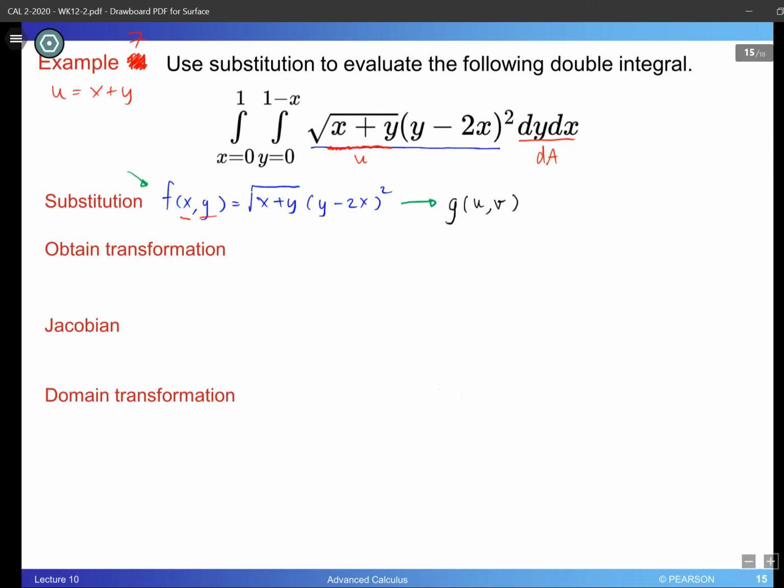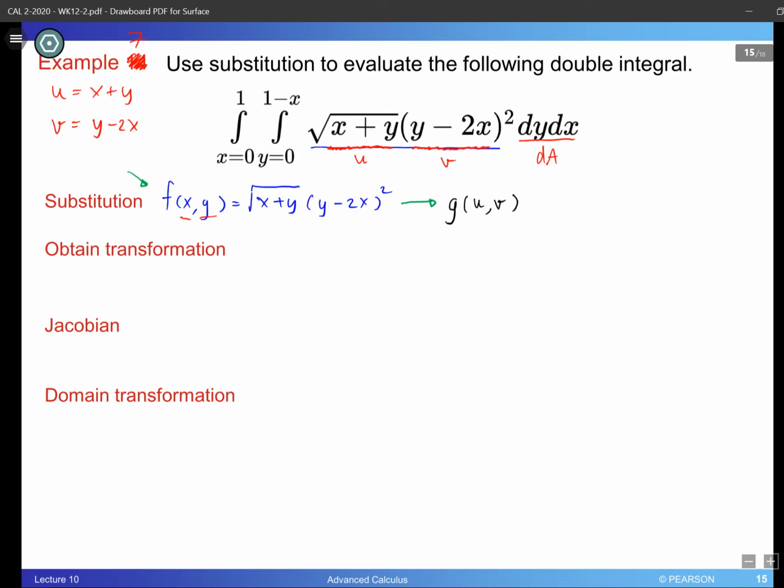And then I still have v to play with, right? So I choose to put v inside this parenthesis to simplify the inside of this square. So here I assign v to be equal to y minus 2x. So v equal to y minus 2x. So there you go, the second sub. And now we have got the simpler function to work with.